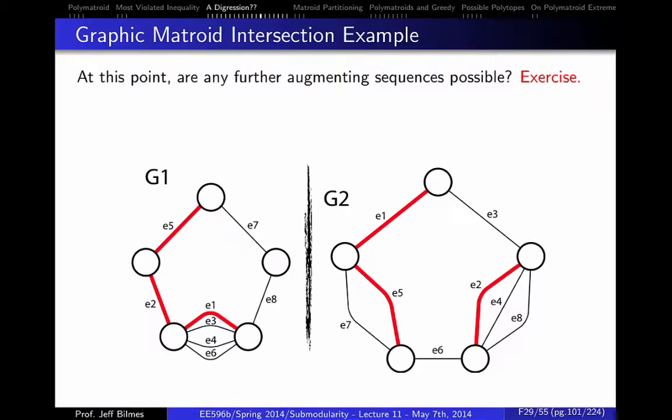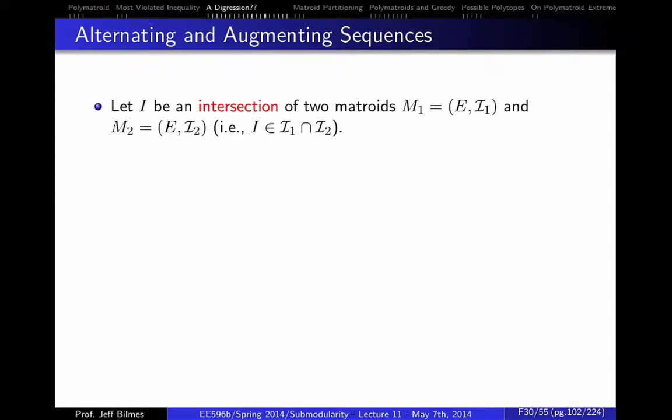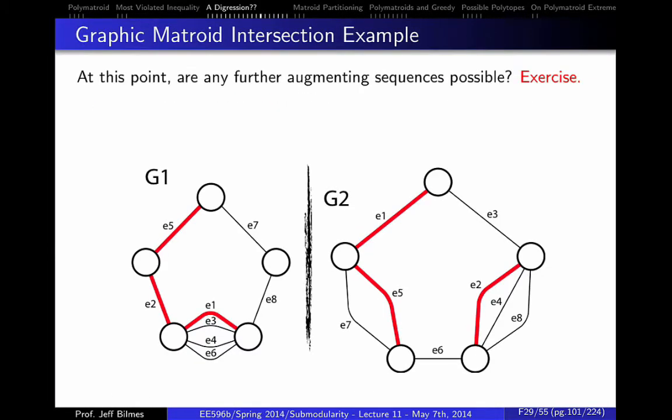Now the question is, are there any further augmenting sequences? So that's another exercise for you, problem set. And again, you can solve this anytime you want. You just search through the PDF files for the word "exercise:" and you will find all of the problems that will be on your problem set.